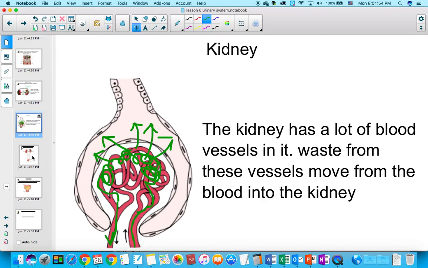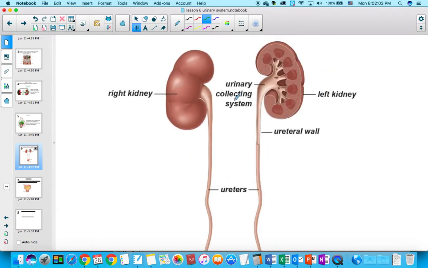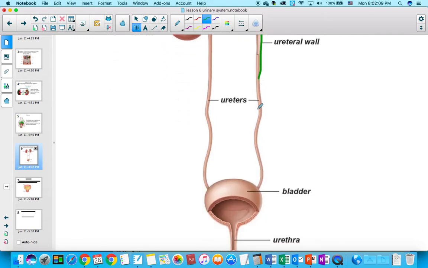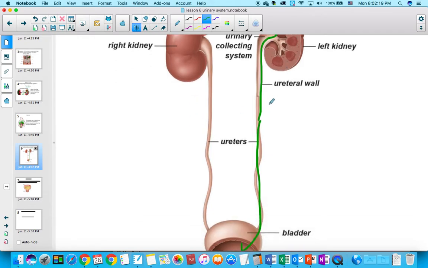So this waste is then carried through ureters and leads to the bladder. As the blood is being cleaned and the waste is being collected, it drains out the special tube called a ureter, and the ureter sends it into the bladder. That's it. The ureter's job is to be a big tunnel, a big channel, a big transport, so that you can send your waste, your pee, into your bladder.